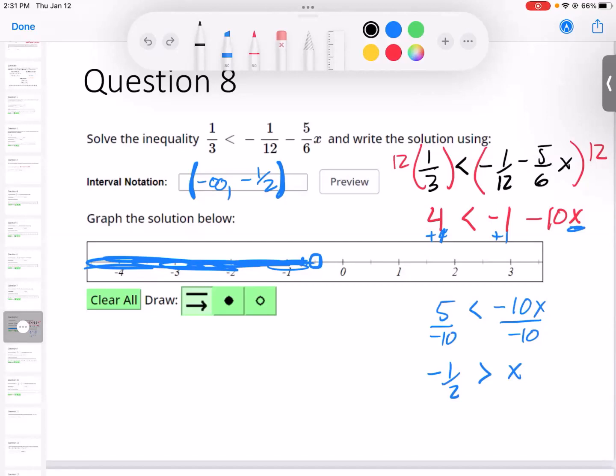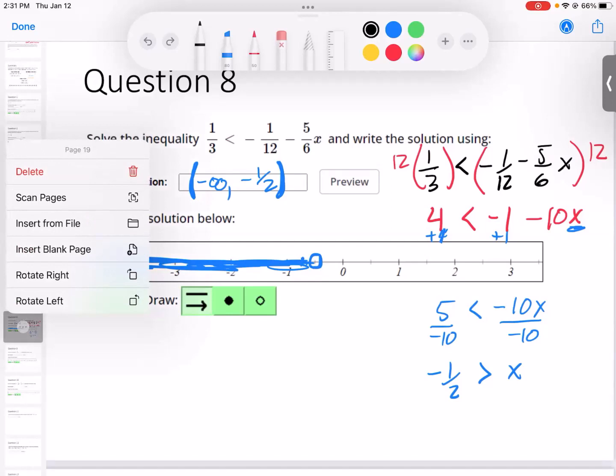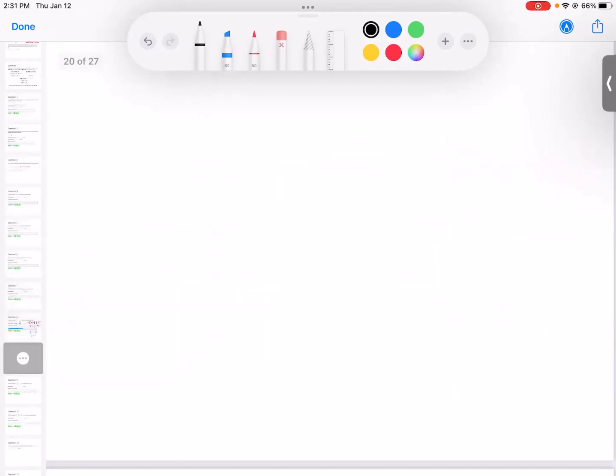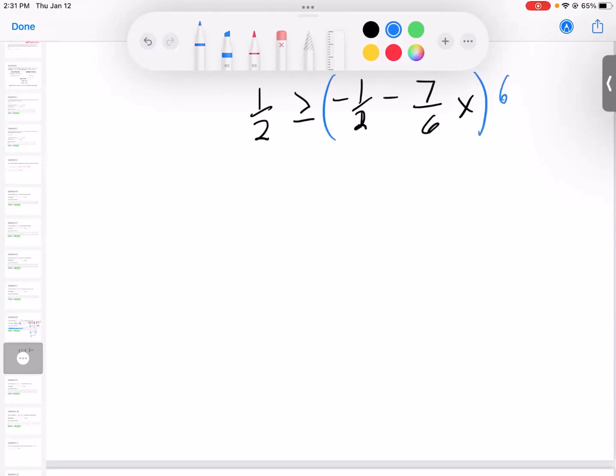I'm really confused about the part with the -1/2, because mine says 7/6 instead. Okay, do you want to just tell me what yours is and we can go through it? 1/2 is greater than or equal to -1/2 minus 7/6x. Like that? Yeah. Okay, so what would the common denominator be? It'd be 6, right? Yep. So multiply both sides by 6. And that would give 3 is greater than or equal to -3 minus 7x.